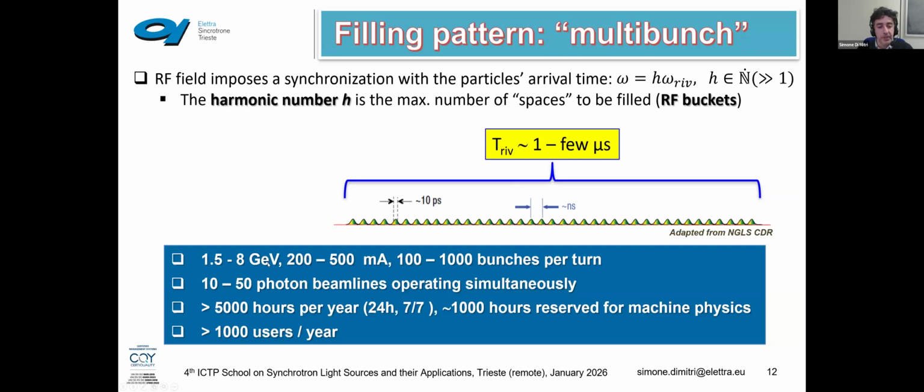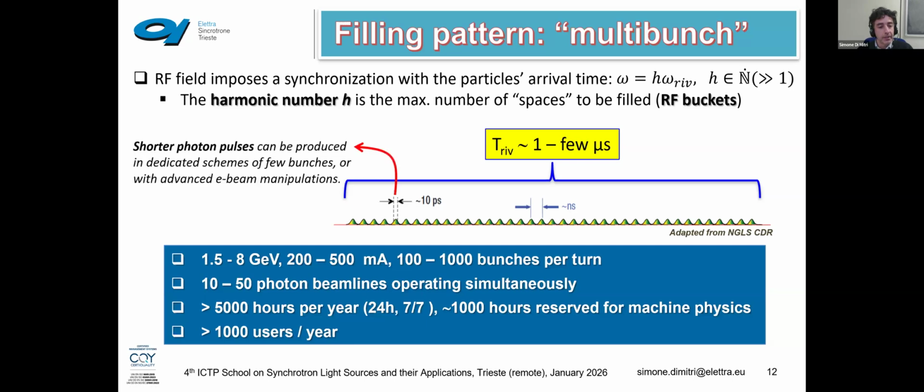And typical numbers for synchrotron light sources are like this. Hundreds of milliamps of stored average current with hundreds of bunches, and thousands of hours of working time per year, with some time dedicated to machine operation and maintenance, in order to satisfy the scientific requirements of thousands of users a year. So these facilities are meant to be working every day, almost all year, covering a big portion of the calendar time.